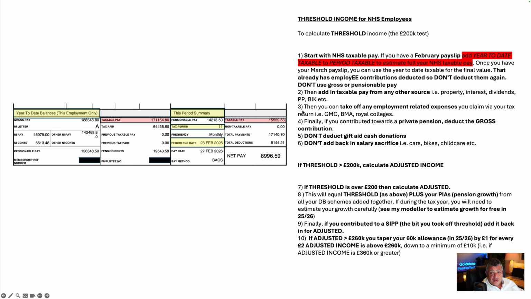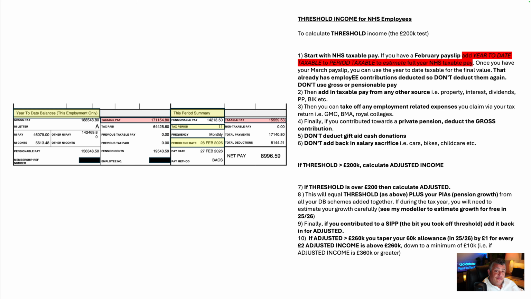And then we can move on to step 3, which is removing any employment related expenses. So for example, General Medical Council, BMA, Royal Colleges, etc. So things that you normally would claim via your tax return as allowable expenses can be removed from this value as well.